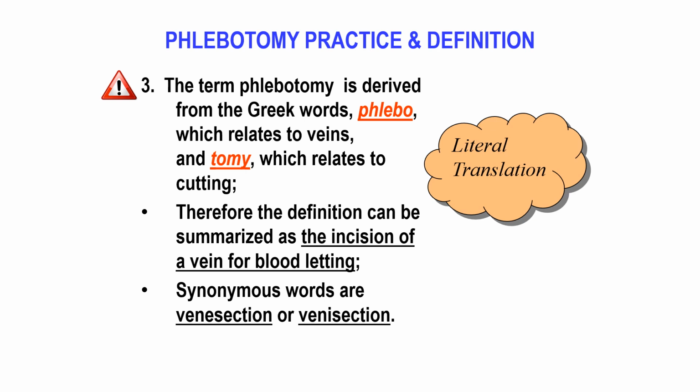So as a phlebotomist, again, this isn't a job, it's a career, you need to fully understand what the word phlebotomy means. It's derived from a Greek word. The first part, phlebo, means veins. And the second half of the word, tomy, T-O-M-Y, as you know from medical terminology, relates to some type of cutting, like cutting into the vein. Therefore, the definition can be summarized as some type of cutting or incision into the vein for getting blood out, for bloodletting. It's also synonymous with venous section or venesection.